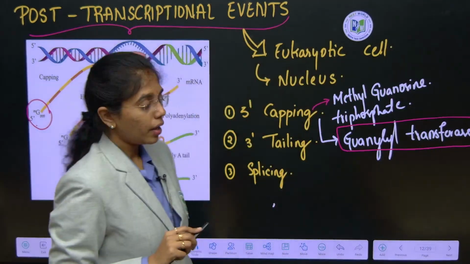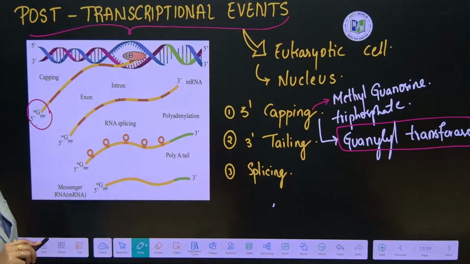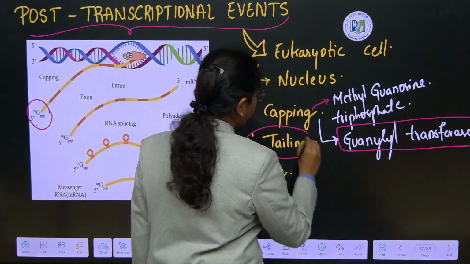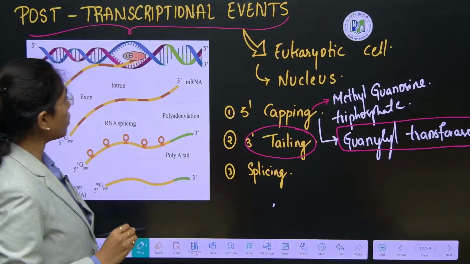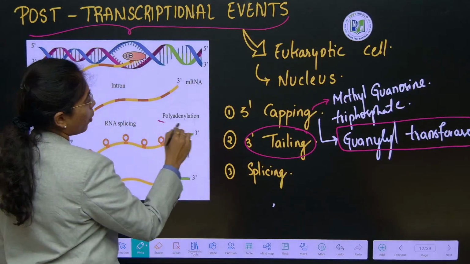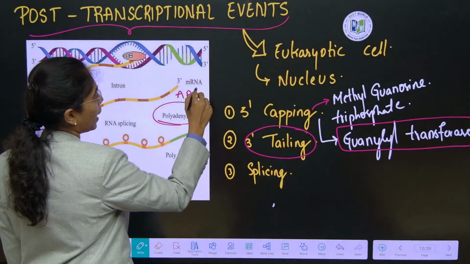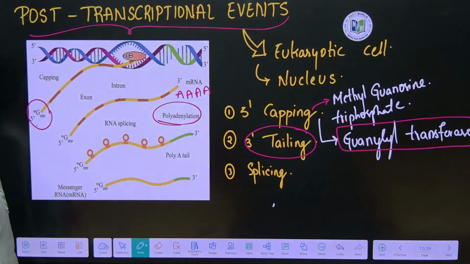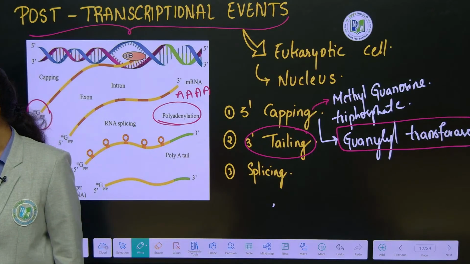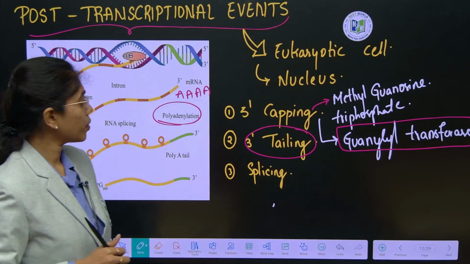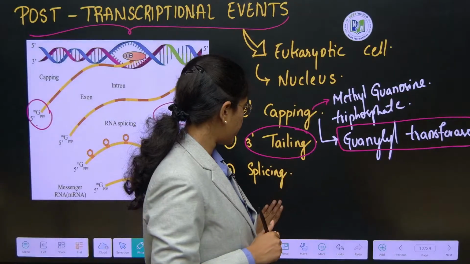Fine, right? Now, next is the tailing process. 5' capping and 3' tailing. At the 3' region, polyadenylation occurs by the addition of multiple adenine groups. Around 100 to 300 adenine residues will be added, at the 3' end.